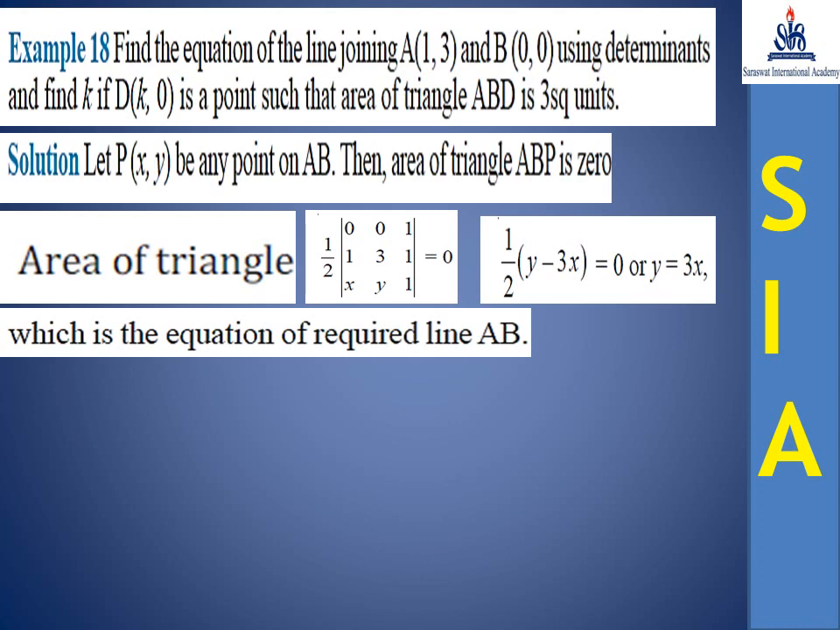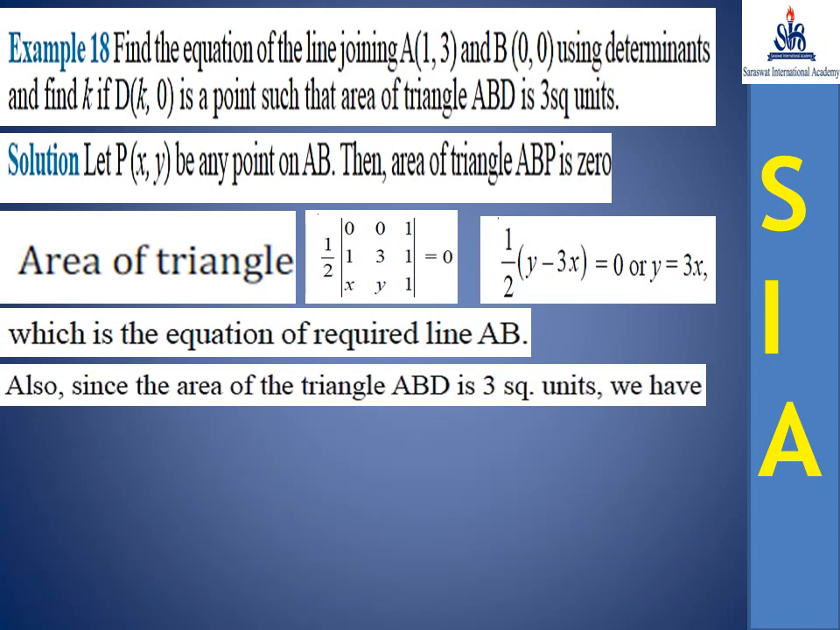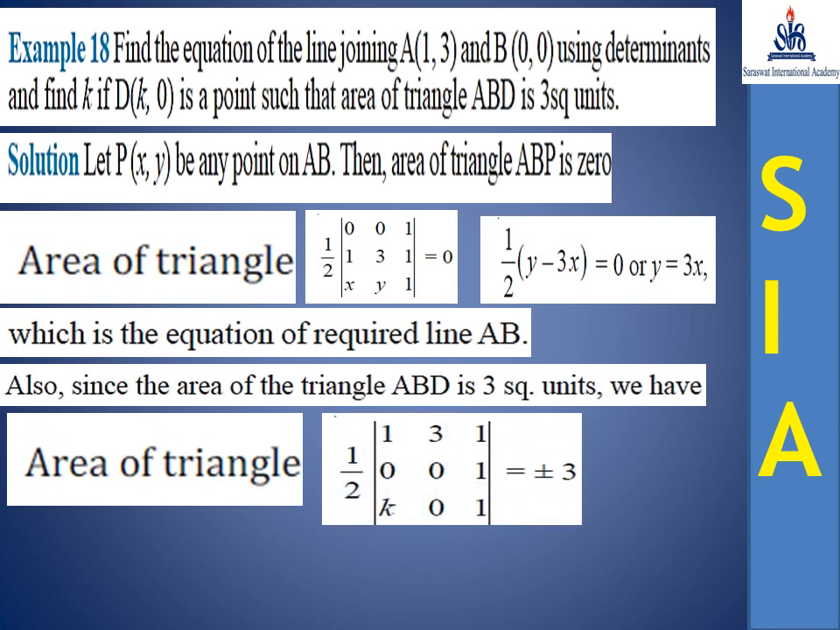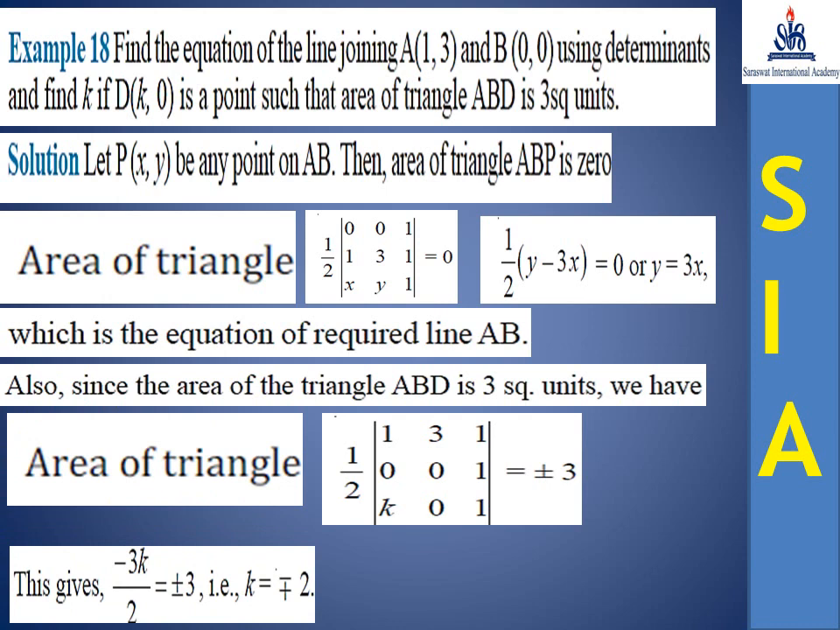So I read the other half of the question again. Find k if D is given as k comma 0 and the area of ABD is 3 square units. So apply the area formula you know, half into the determinant 1 3, next 0 0, and next k 0, is equal to plus or minus 3, because the area 3 is already given. After expansion, directly putting plus or minus 3 and further calculating, my answer is k equal to minus or plus 2. You can write plus minus 2, both are correct, don't worry. And here your other 1.5 marks are over, so it is a 3 marks question in total.